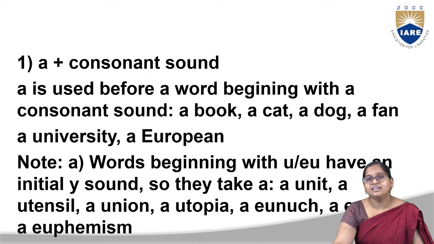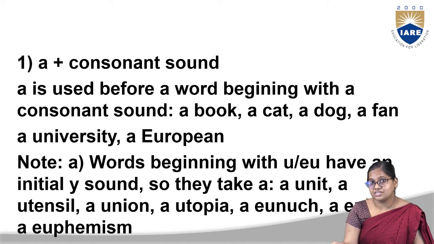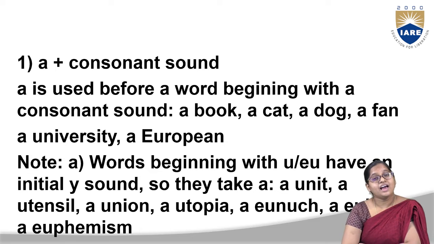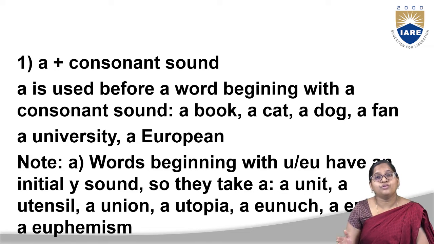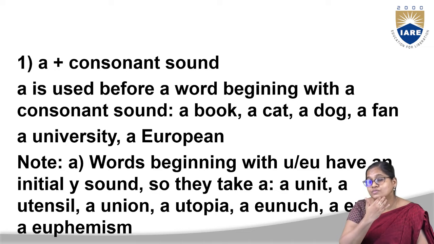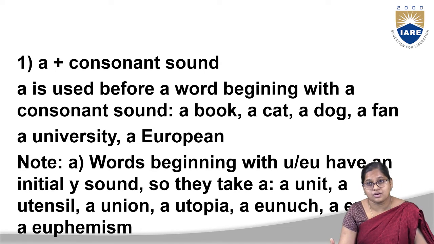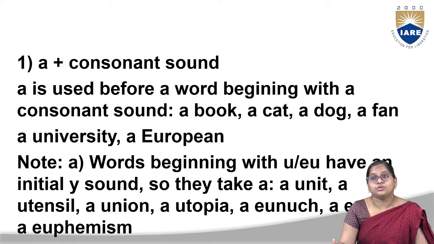So for the vowels we discussed, A, E, I, O, U, they take the indefinite article an, right? An ant, an apple. Whereas words like university and European are not vowel sounds, they have a different sound, like a Y sound. So that is why they don't take an but take a.